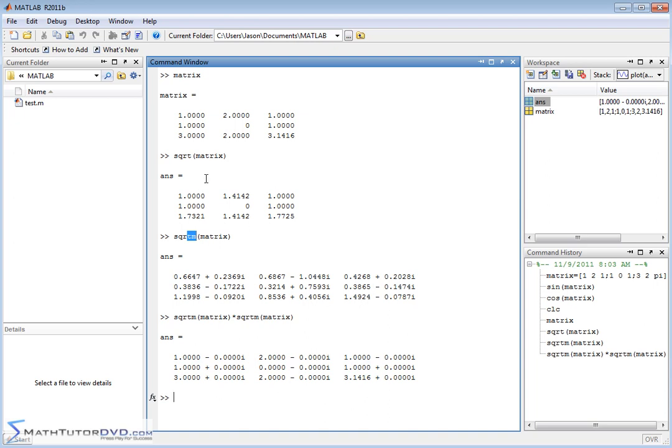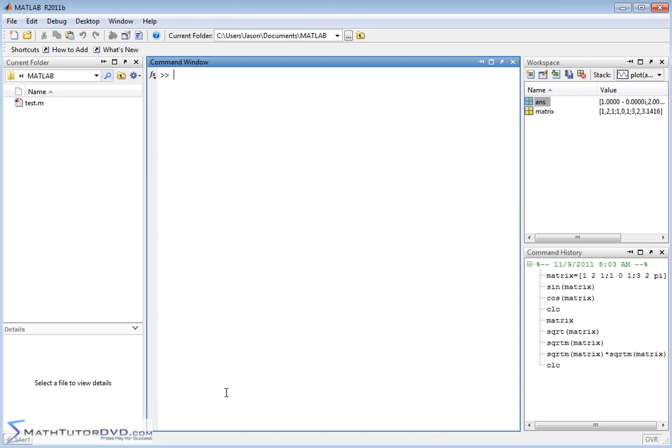So that's why there are 2 functions here. This one's just element by element. This one's the real definition, so that if you multiply it by itself, you get the original back. All right, so let me clear the screen. We put the matrix back up there.